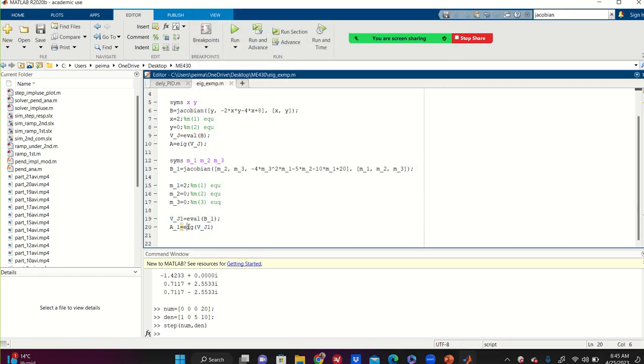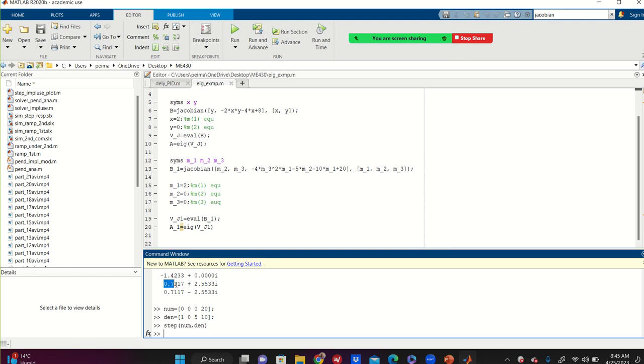So Jacobian proved it by showing the real part of the eigenvalue is positive, which showed you that your system is unstable. If the real part of the eigenvalues of the linearized system is positive, even one of them, your system is unstable by Jacobian. Clear, everybody?